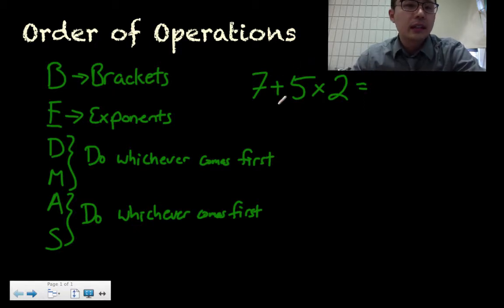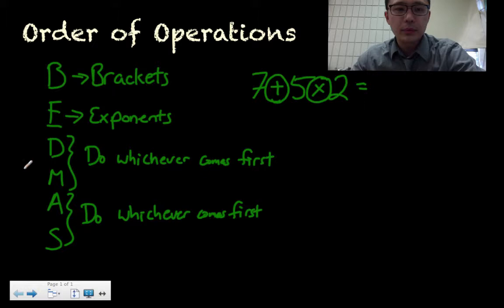When you look at this, you can identify which kind of operations you have. You have your addition, you have your multiplication. Every time you look at your question, you're going to go down this list. Do you have brackets? No, you don't have brackets. Do you have exponents? Nope, you don't have any exponents. Do you have division or multiplication? Well, you don't have division, but you do have multiplication. So you're going to do your multiplication first.